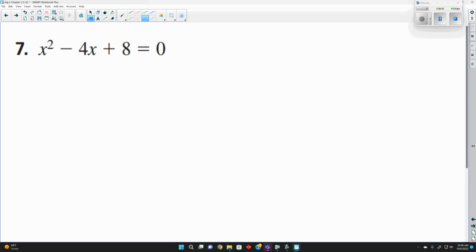So the first step: is a equal to 1? Where is a located?